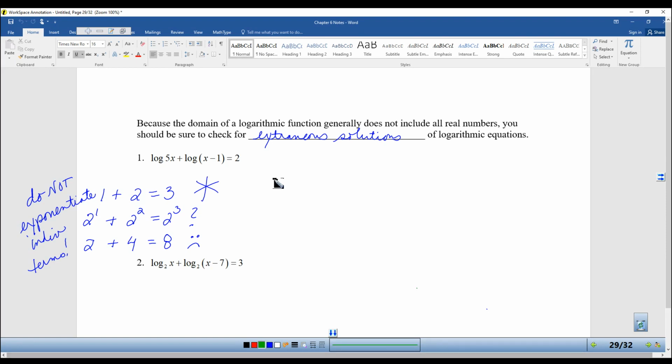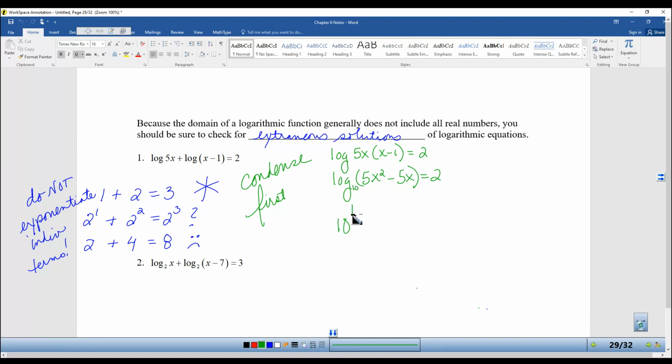So you might be thinking, well, then what am I supposed to do? You're supposed to condense first. That's what we're going to do. So you might remember from last section, condensing, which is when you rewrite this as log of 5x times x minus 1 is equal to 2. Or to simplify it even further, log of 5x squared minus 5x is equal to 2. Now that you have a single log, now you can raise the power. The power is 10. If you want, you could fill it in just to make sure you see it. So this is going to be 10 to the log base 10 of 5x squared minus 5x.